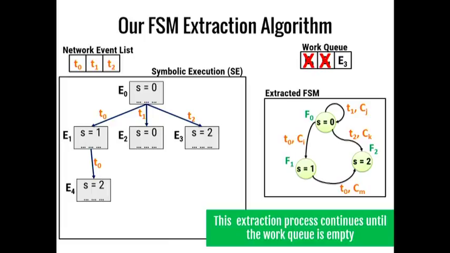So this process continues until the entire queue becomes empty, and then the algorithm terminates and returns this extracted FSM as an output. Now, as I showed in the high-level approach, once we have this extracted FSM, we will feed it to the model checker.